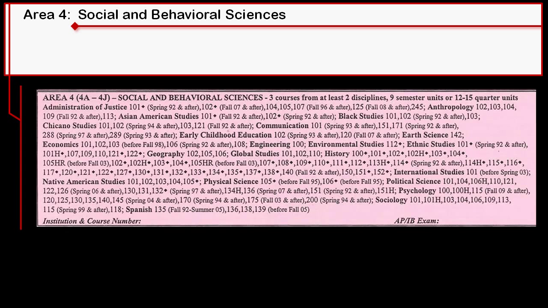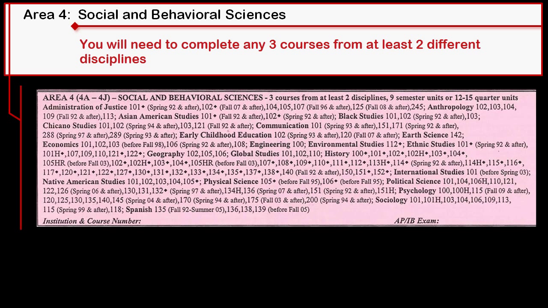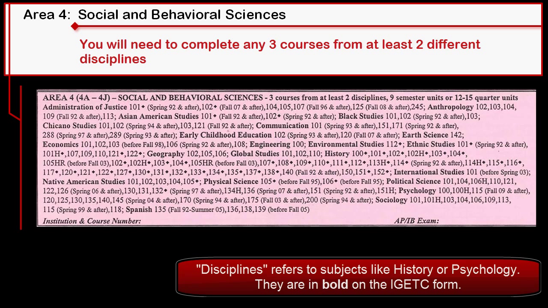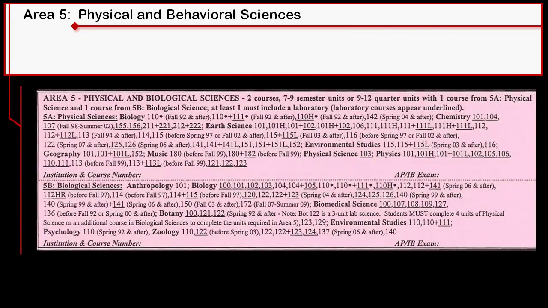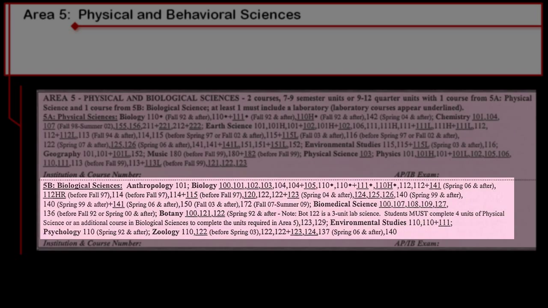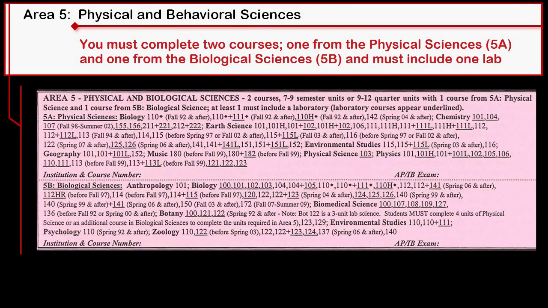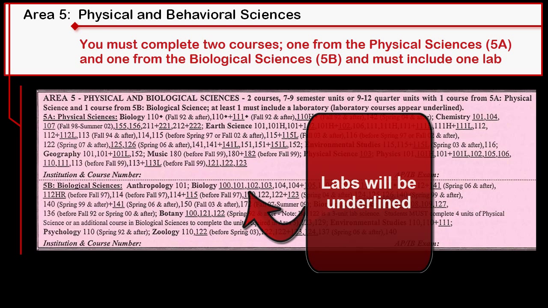Area 4 is the social and behavioral science category, and you must select 3 courses from the list. When choosing, you must have the 3 courses from at least 2 different disciplines or subjects, such as history and psychology. Area 5 are the sciences. They are divided into 2 groups, physical and biological. Here, you must choose one course from each group, and at least one of those science courses must have a lab associated with it. On our form, the labs are underlined.